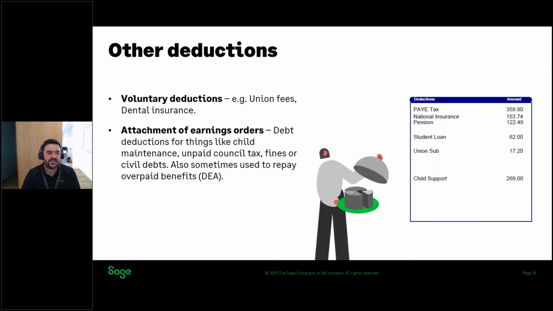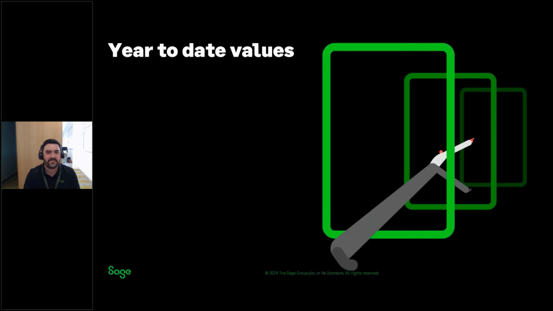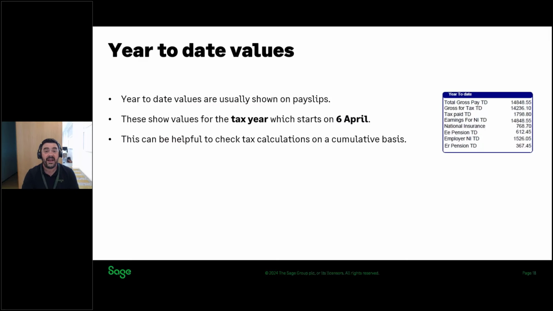So we've covered payments, we've covered deductions. The other area of the payslip we're going to have a quick look at is the year-to-date values. Now, year-to-date values are usually shown on payslips. It's one of the items that isn't technically a requirement. It's not in the list of things that must be on a payslip, but more often than not, you will see them. They show you the values for the tax year to date.